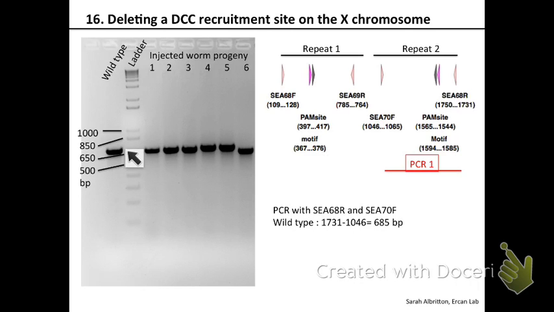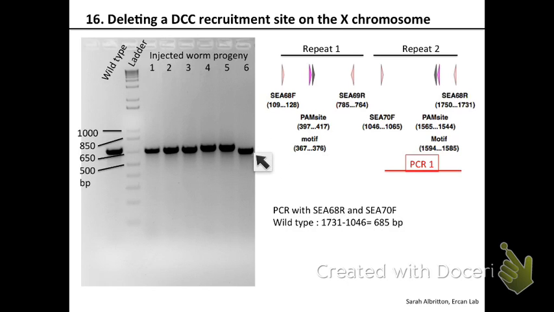So that's our positive control. It should be 685 base pair. And then these are the progeny that we screened. And you can see that these first 5 have exactly the same size as the wild type. So even if it contains a mutation, it's not a deletion, right?